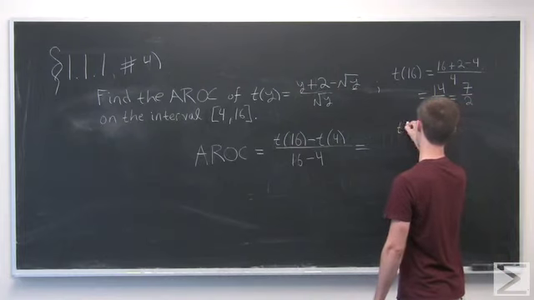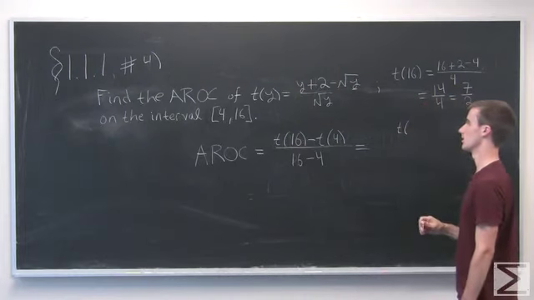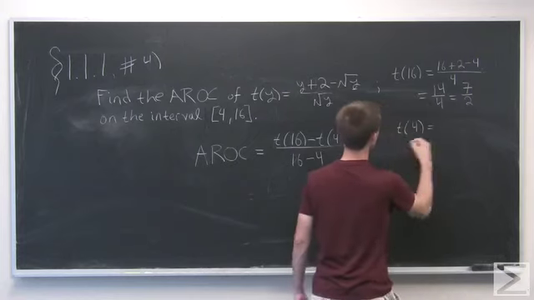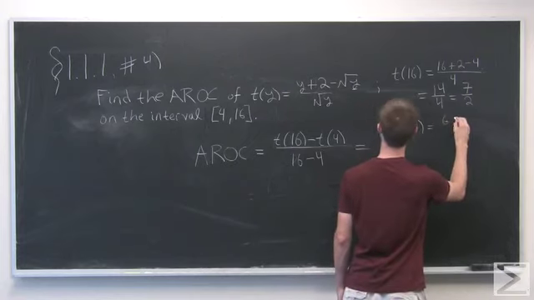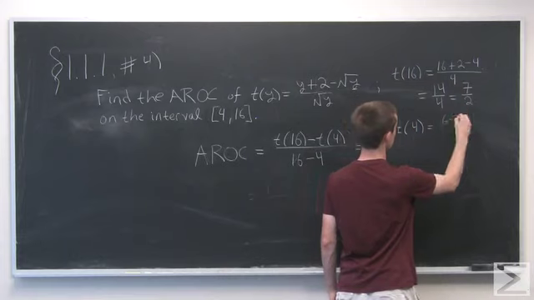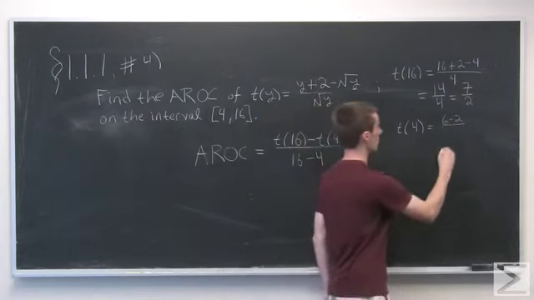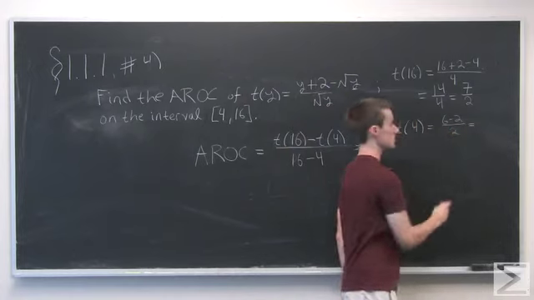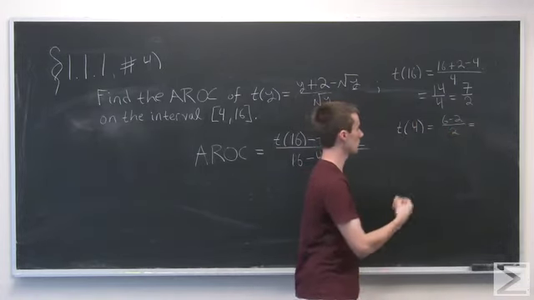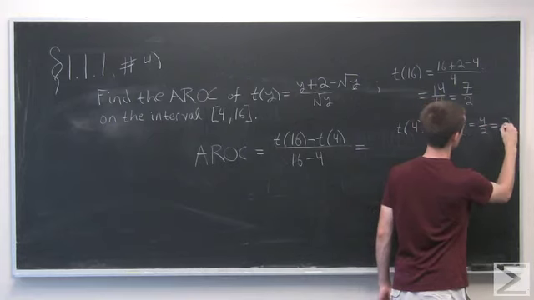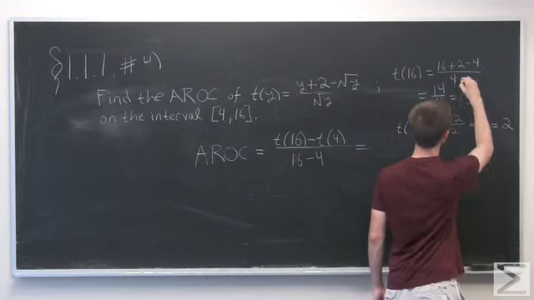Now, compute t of 4. This is similarly 4 plus 2, which is 6, minus square root of 4, which is 2, all over square root of 4. So this becomes 6 minus 2 over 2, so 4 over 2 equals 2.